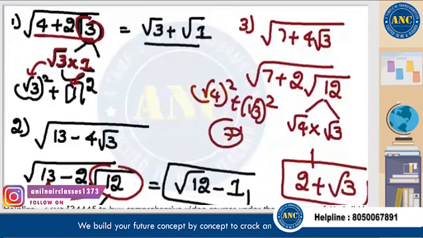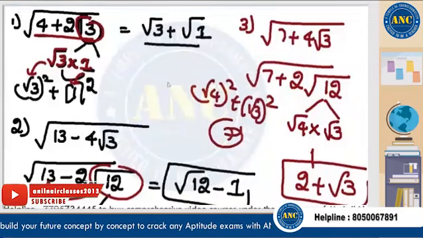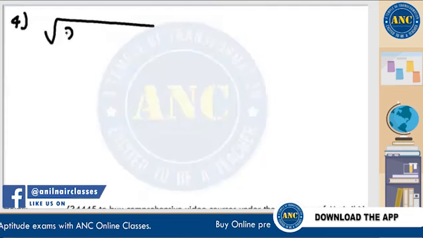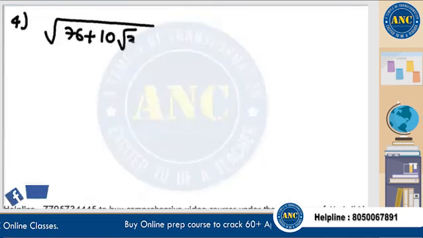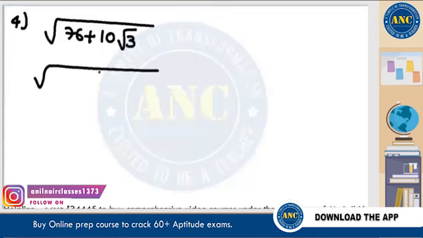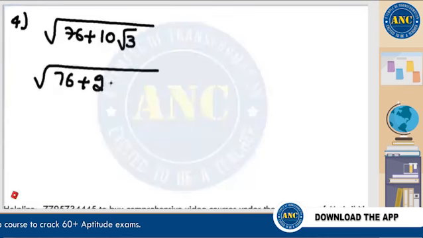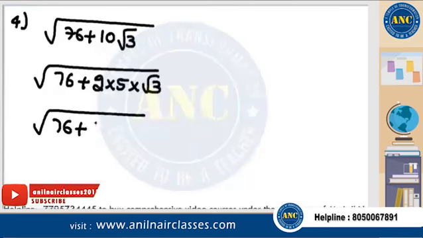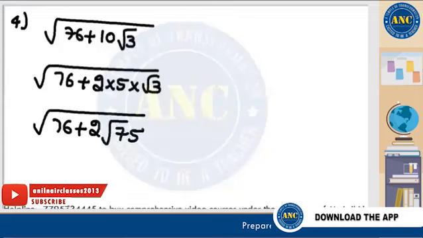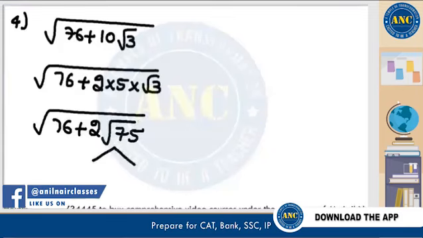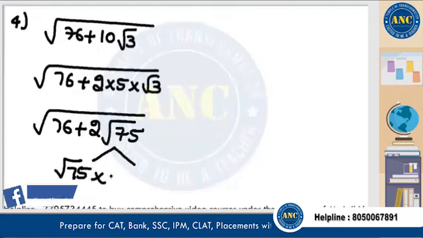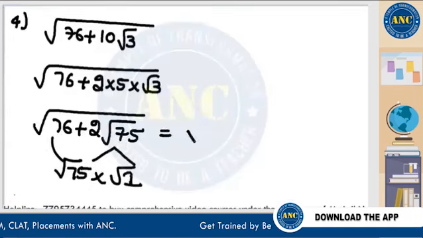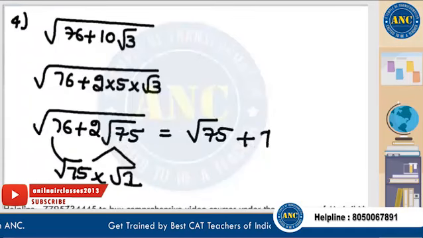Let us solve a few more questions. Fourth one. Root of 76 plus 10 root 3. So this is nothing but 76 plus 2 into 5 into root 3. If 5 goes inside, it will become 25, and 25 threes are 75. So the factors are root 75 into root 1, because if I square it, I get 75 and 1. The answer is root 75 plus 1.